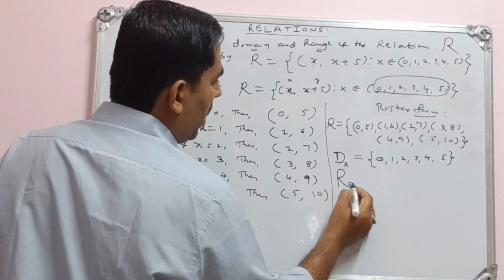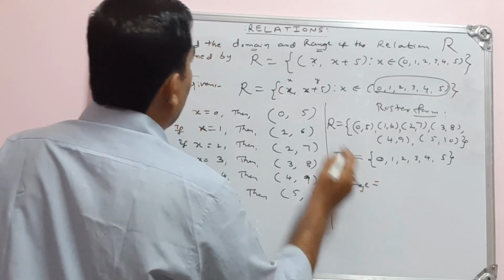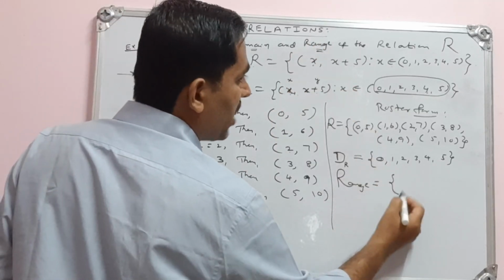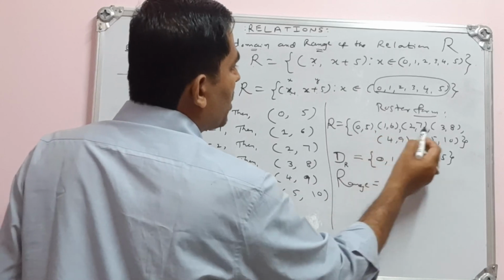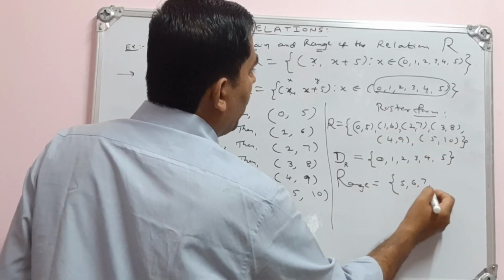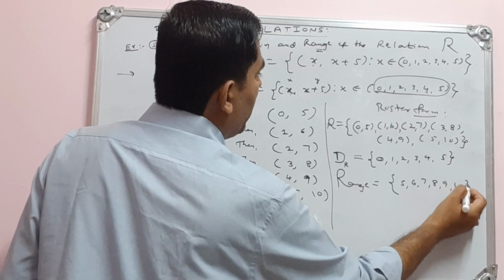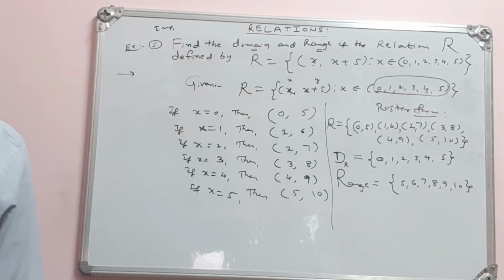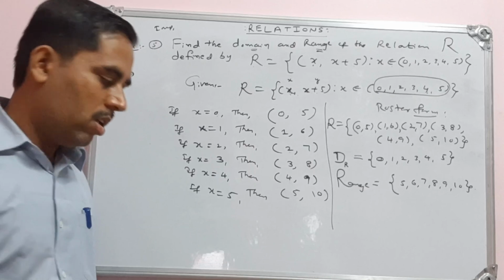And then the range of the relation, they've asked this also. Range means the set of second elements of the ordered pairs: 5, 6, 7, 8, 9, 10. This is the range of the relation. So this completes our fifth problem.